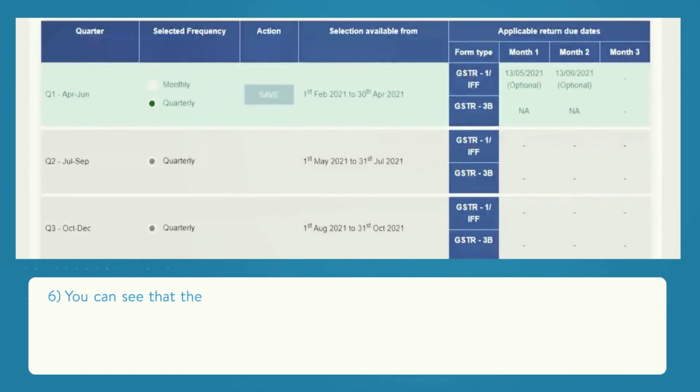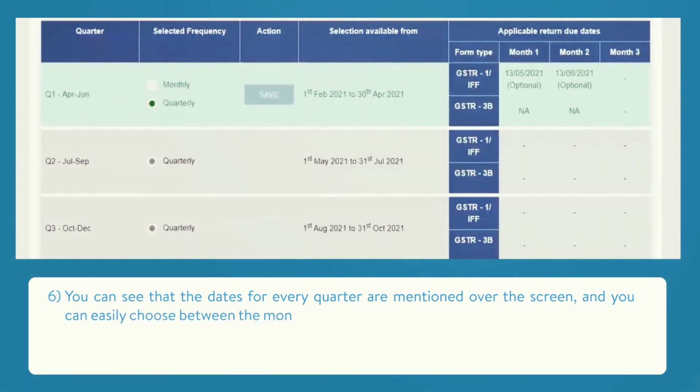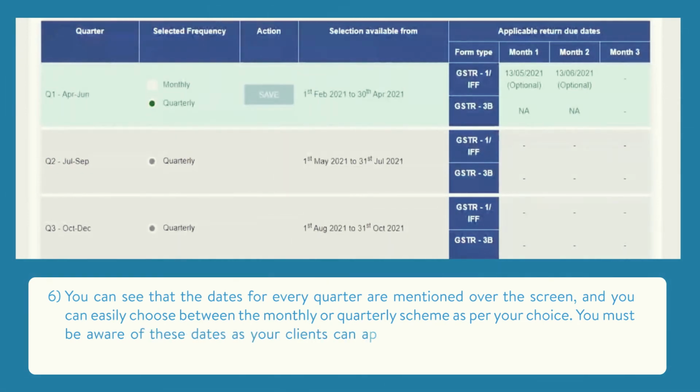Sixth, you can see that the dates for every quarter are mentioned over the screen and you can easily choose between the monthly or quarterly scheme as per your choice. You must be aware of these dates as your clients can approach you for opting in or out of the scheme in any quarter.